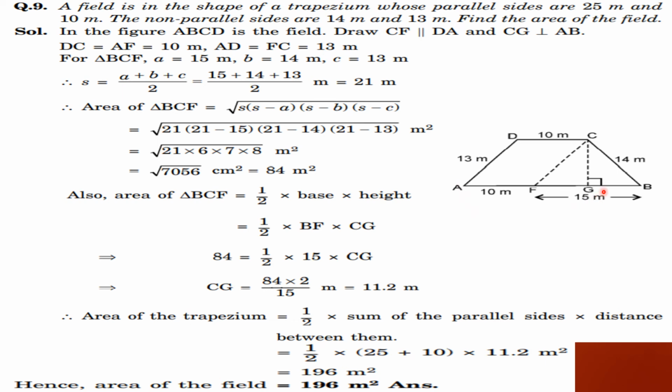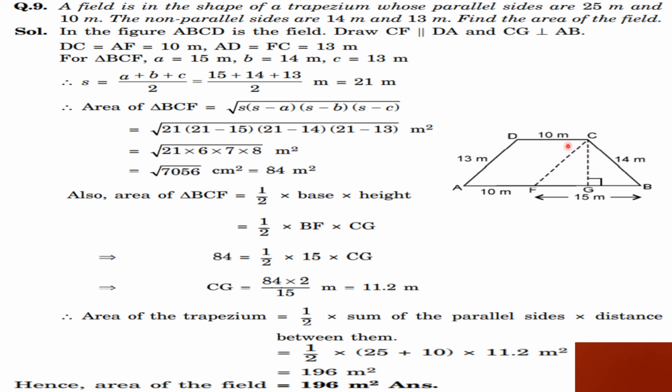Now, we don't know the height of the trapezium, meaning the distance between the parallel sides. So, first of all, we have to find the distance between the parallel sides. For that, we are drawing a parallel side CF to AD. Then we get a parallelogram plus one triangle.